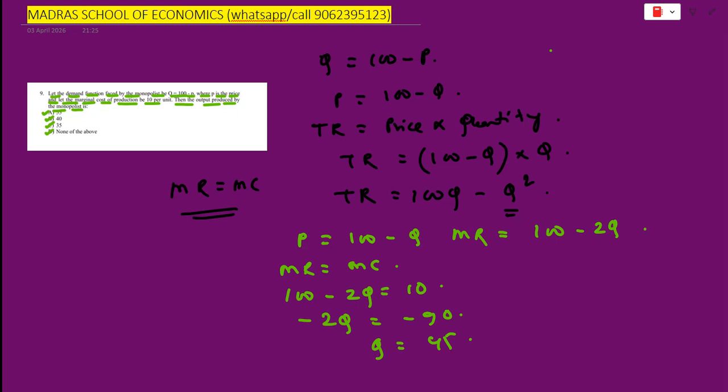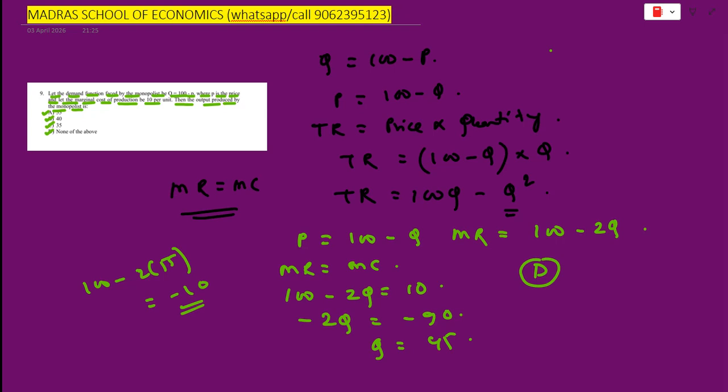Wait a minute. 45 is not there, right? Did I fail math? Did the Madras School of Economics prank us? No. Look at option D, none of the above. Before you pack up, here is why this matters. Why is the answer not 55? If you produce 55 units, your MR would be 100 minus 2 times 55, that is minus 10. You'd literally be paying people to take your stuff.